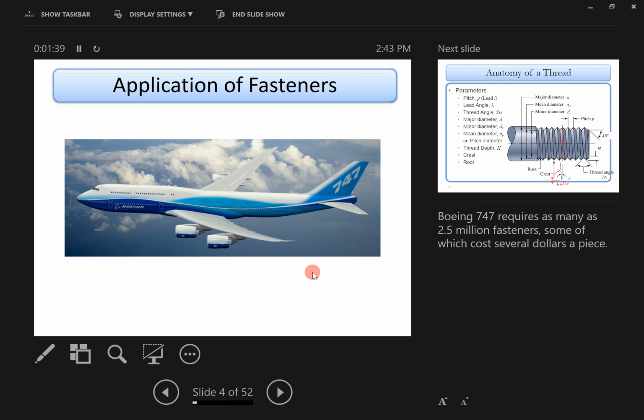That doesn't even include the rivets yet. Some of the screws cost a few dollars each, so you can guess how expensive it is to build an airplane. The fasteners are small elements, but so crucial. They hold the whole system together. So choose the right one and design for the right one. That's very important.